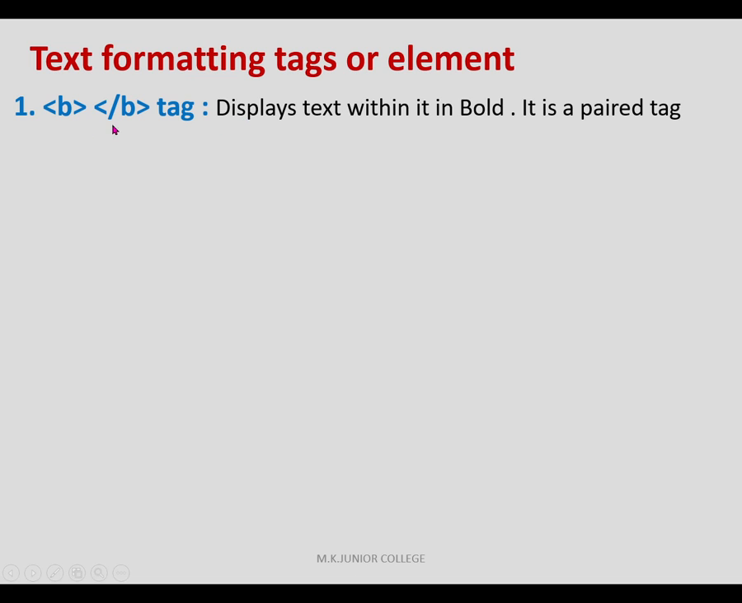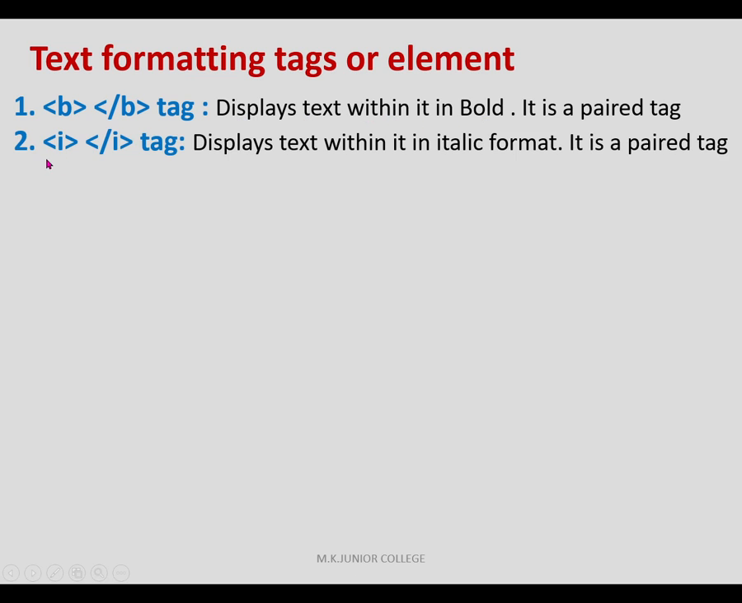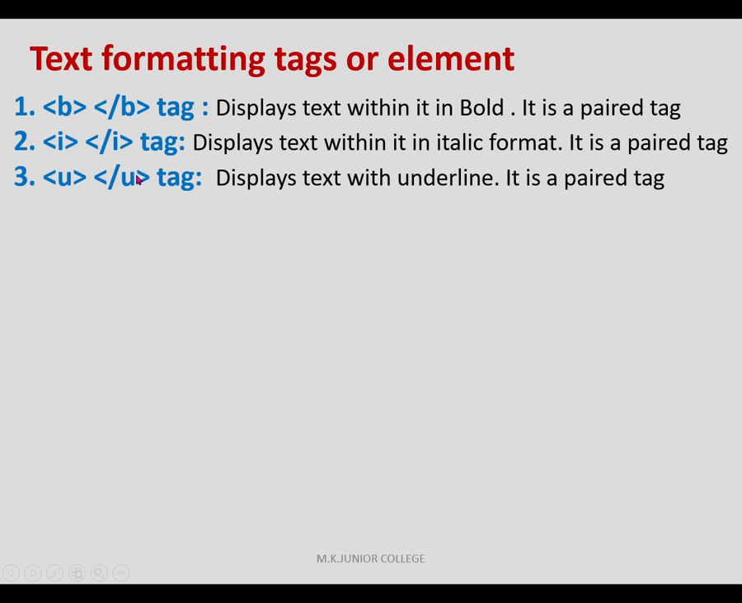The very first tag, already we have discussed the body tag, is the B tag, which is a bold tag. It's a pair tag. You have to just remember it displays text within it in a bold effect. Next is I, which stands for an italic effect. This tag is used to display the text in italic effect or format. Next is the U tag, which gives you the underline effect.